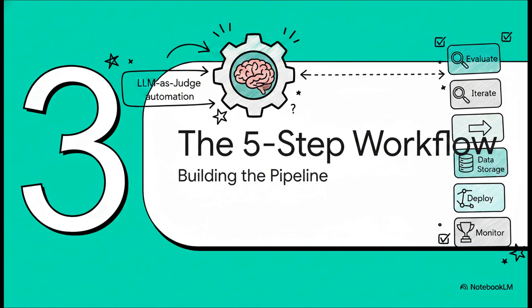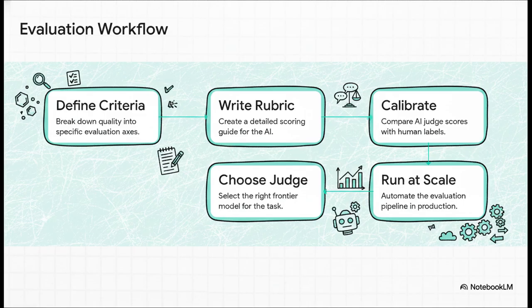All right, moving on to Section 3, the 5-step workflow. This is how we actually build this pipeline and make it work in production. Here are the steps. Define your criteria, write a detailed rubric, calibrate with human labels, run it at scale, and choose the right judge. Let's break these down to see how you build this from scratch.